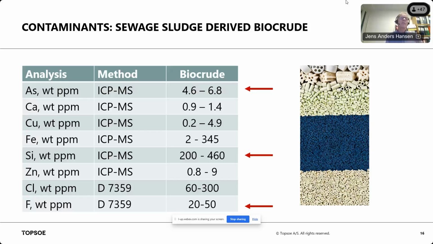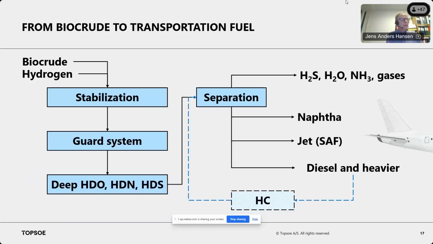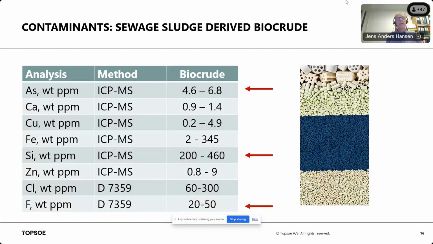So we have all these contaminants, and you have to get rid of all the contaminants. They are not allowed in the jet fuel. The silicon is originating from cosmetics and other pharmaceutical stuff. So silicon is something that comes into the sewage sludge because human beings are using cosmetic products. And silicon is not nice for a catalyst. Arsenic is not nice for a catalyst either. So this is something that is important to address.